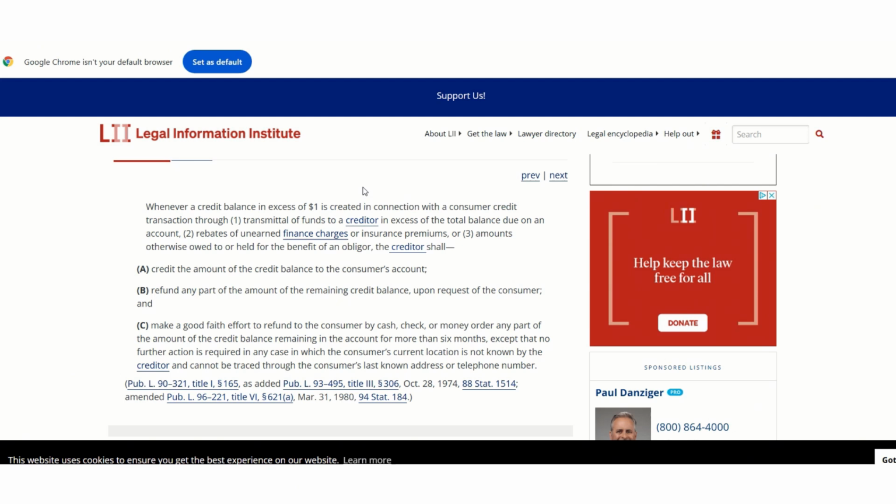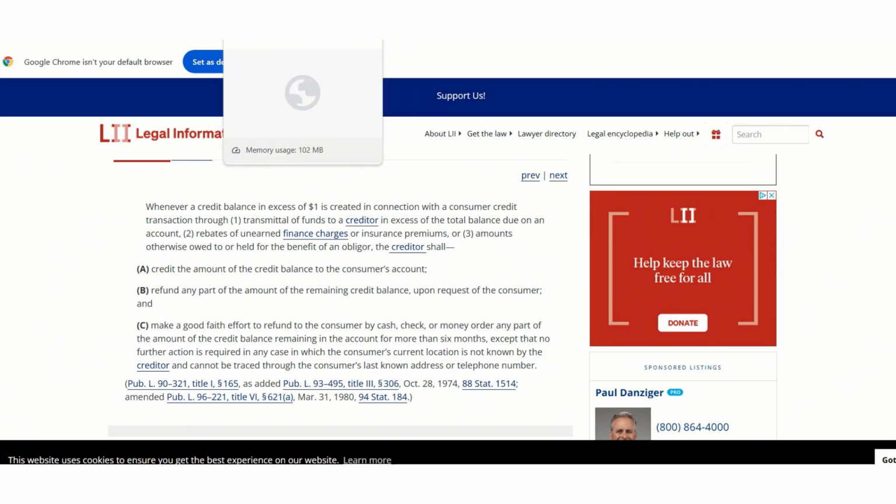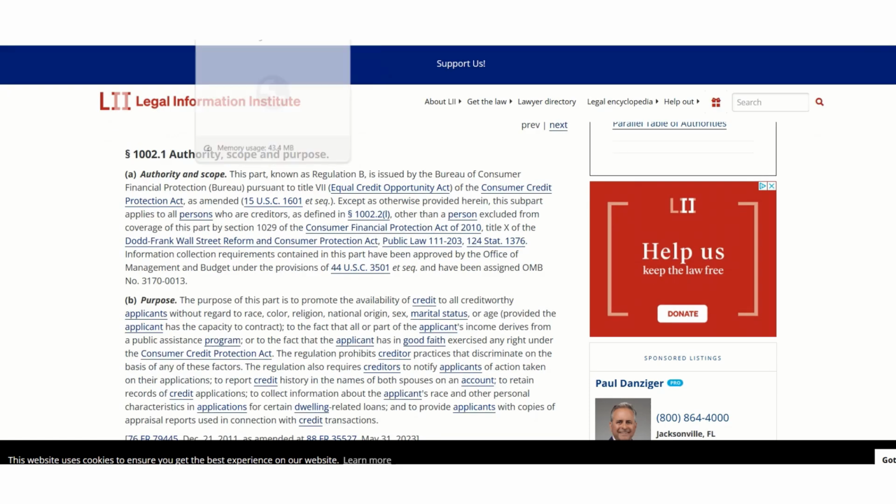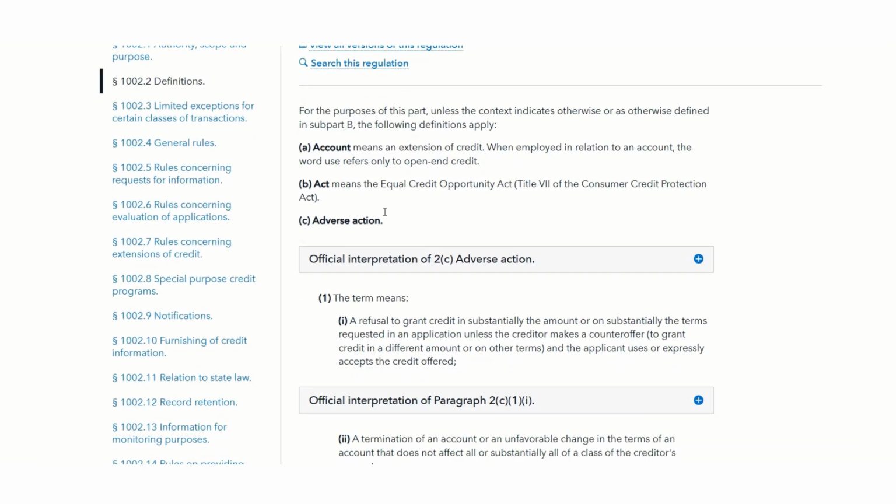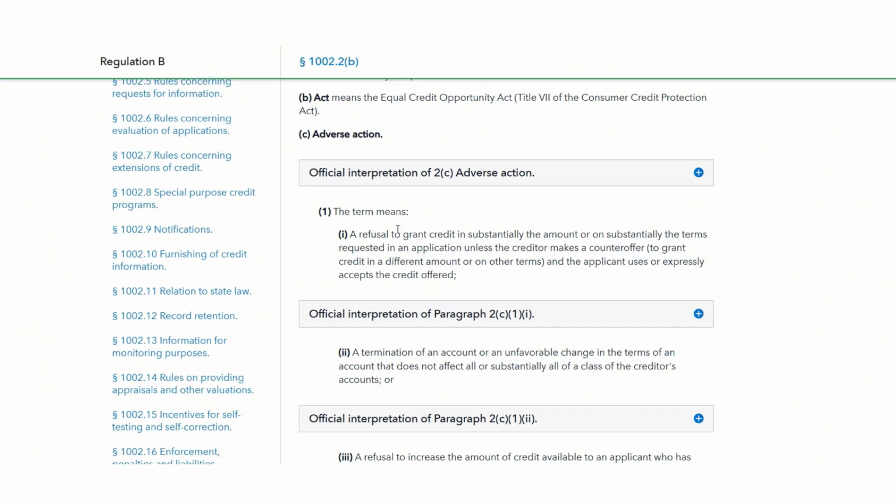All right, moving forward. Let's go to adverse action now. But first, let's define adverse action. The term means a refusal to grant credit in substantially the amount or on substantially the terms requested in an application unless the creditor makes a counteroffer, and the applicant uses or expressly accepts the credit offer.